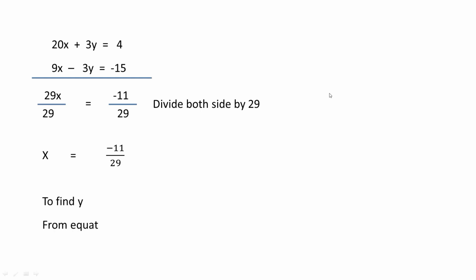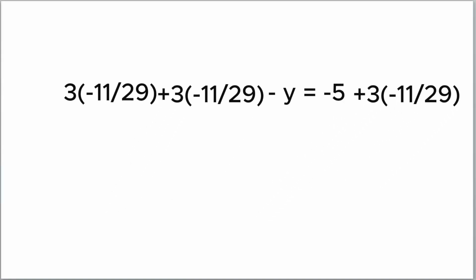From equation 2, 3x minus y equals minus 5. Put x equals minus 11 divided by 29 into equation 2. 3 times minus 11 divided by 29 minus y equals minus 5. Minus y equals minus 5 plus 33 divided by 29.